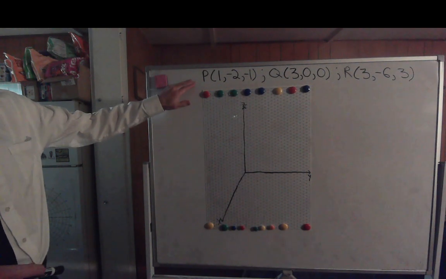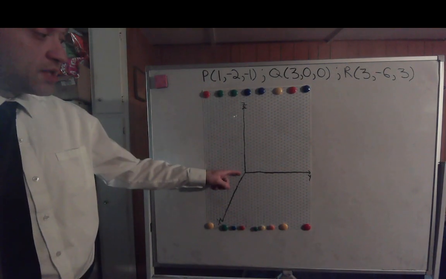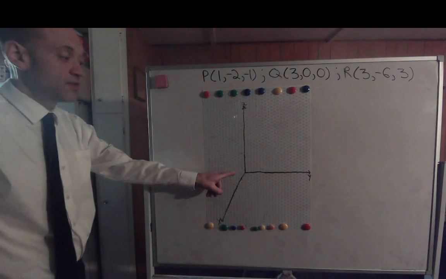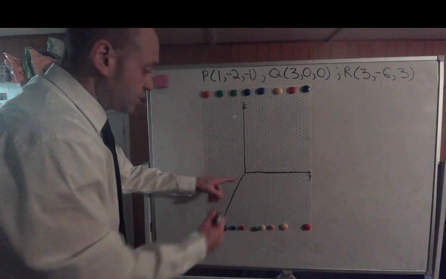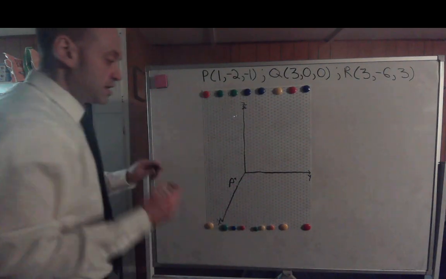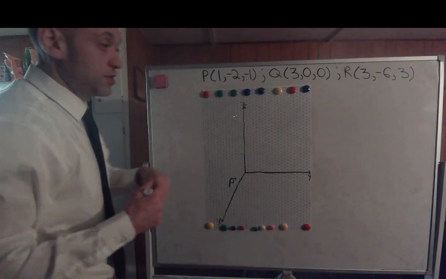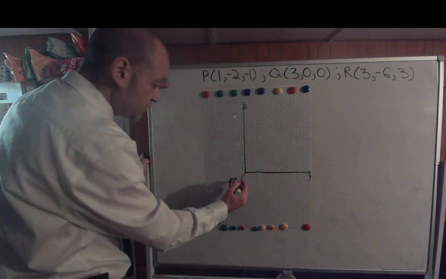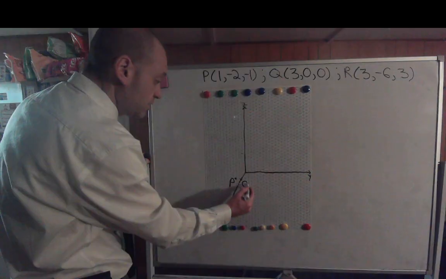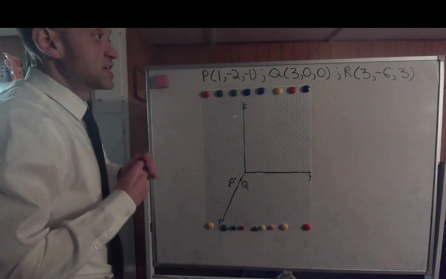Let's plot point P. So 1, -2, -1, so we'll go 1 in the positive x direction, to the left 2 in the negative y direction, then we'll go down 1 in the z direction. So here's point P. Now what about point Q? That's just at 3, 0, 0, so we're only going to go on the x direction. That would be about right there. Here's point Q.